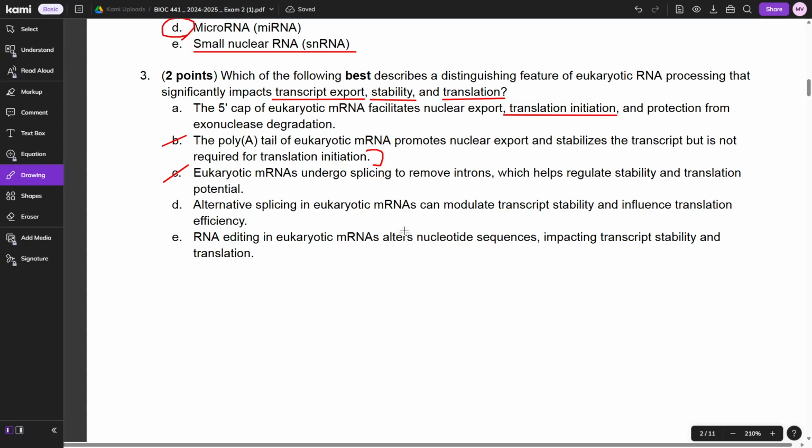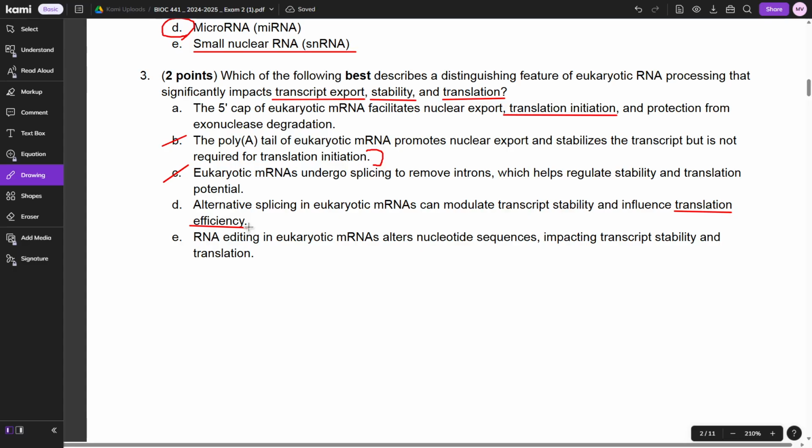This is the same thing that I said above. It's not really that important for transcript export and stuff, you know. This is true, yeah, I mean, sure, it can help with stability maybe a little bit, and maybe it'll help with translation efficiency, but it doesn't really have to do that much with transcript export, right? It has more to do with diversity of proteins.